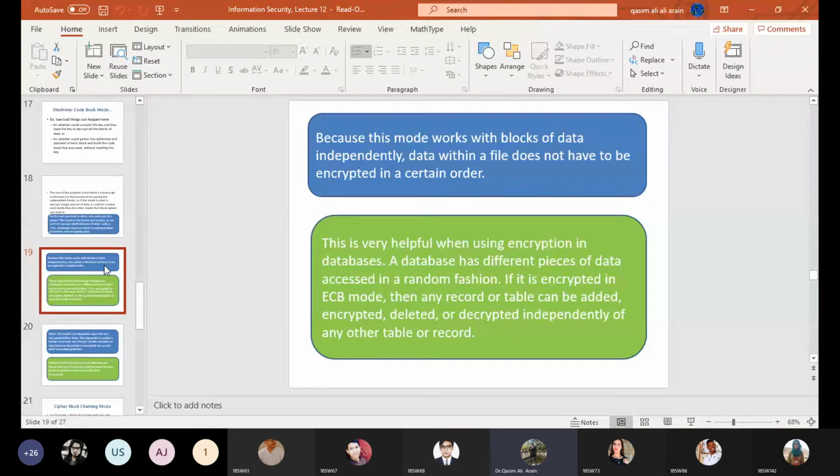So for that, ECB is the best solution. I mean, if you want to encrypt your database, then ECB is the best solution. I mean, for database encryption.